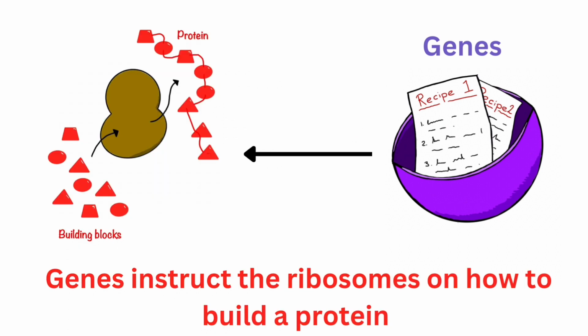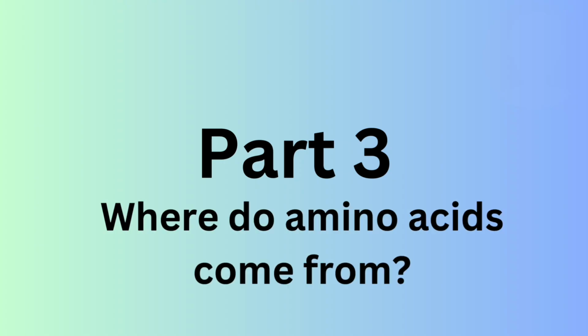So when we go back to our ribosome, the ribosome reads a gene, and that instruction tells the ribosome what order to put the amino acids in to build the protein, in the same way that with your Lego kit, you follow the instructions and it tells you what order to put the bricks in to build the building. Now you're doing really well to have got this far.